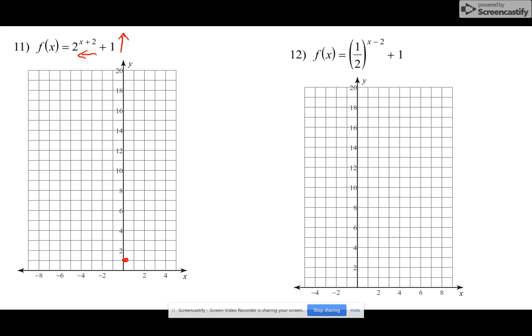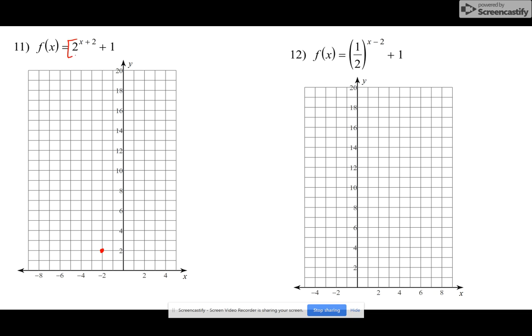Usually, the intercept is this point. However, I'm moving it 2 to the left, 1 up. So that's going to give me this point. That's the point on my graph. My intercept is usually at the point (0, 1), but in this case, I moved it 2 to the left, 1 up. Let me find a couple of the other points.